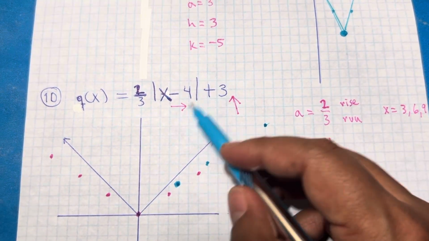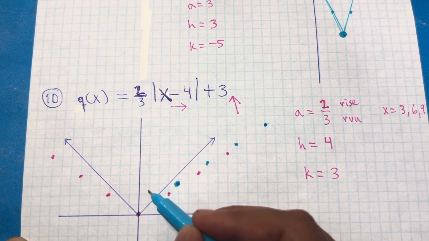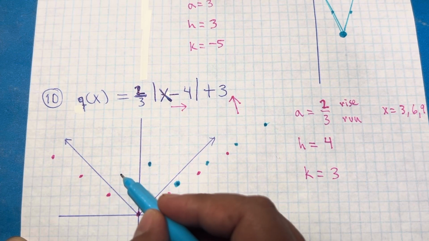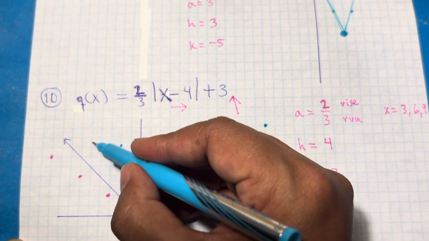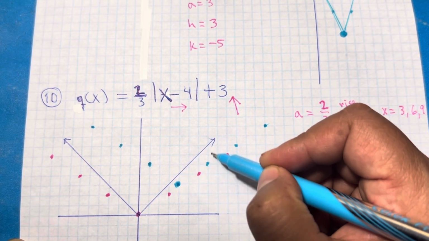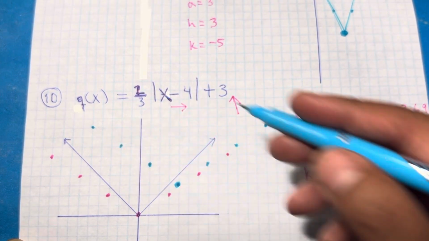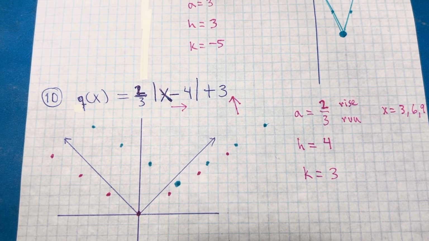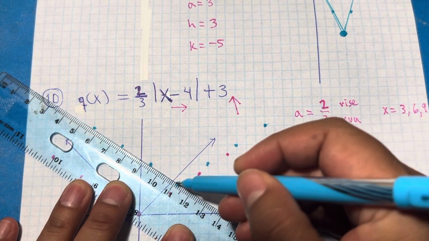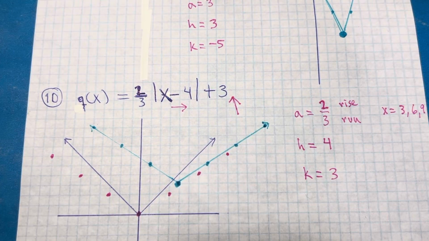Each point, 4 to the right, 3 up. Or again, since it's 2 and 3 for the rise and run, you will go in the other direction just because it's a reflection. Now that we have our points with all 3 transformations, we can connect our points, and that's going to be our new graph. With this, we end our lesson.